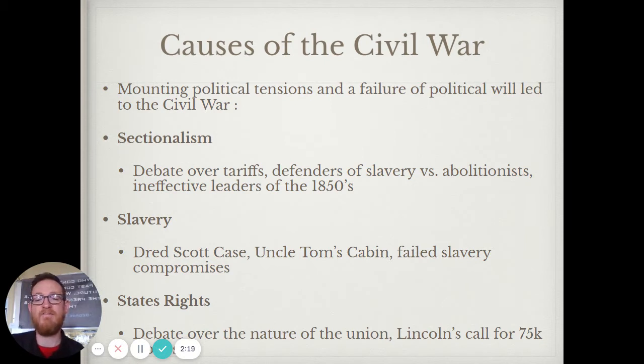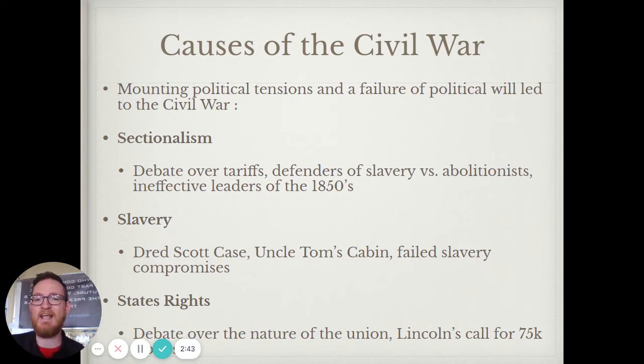And also the ineffective leaders of the 1850s. We talked about the many one-term presidents during that time and how essentially they didn't do anything to help out with the issues that were happening between the North and the South building up to the Civil War. So that's sectionalism, the idea that the North and the South are very, very different. Of course, the big one being slavery.